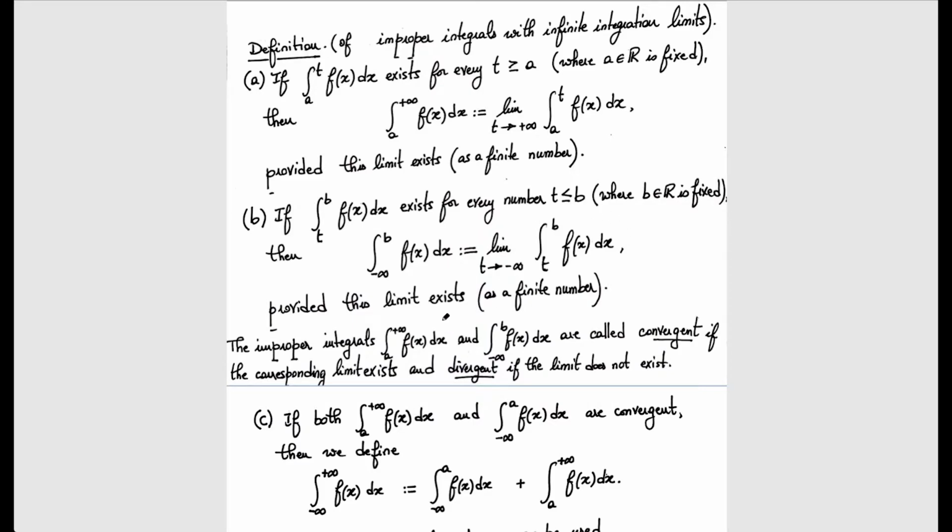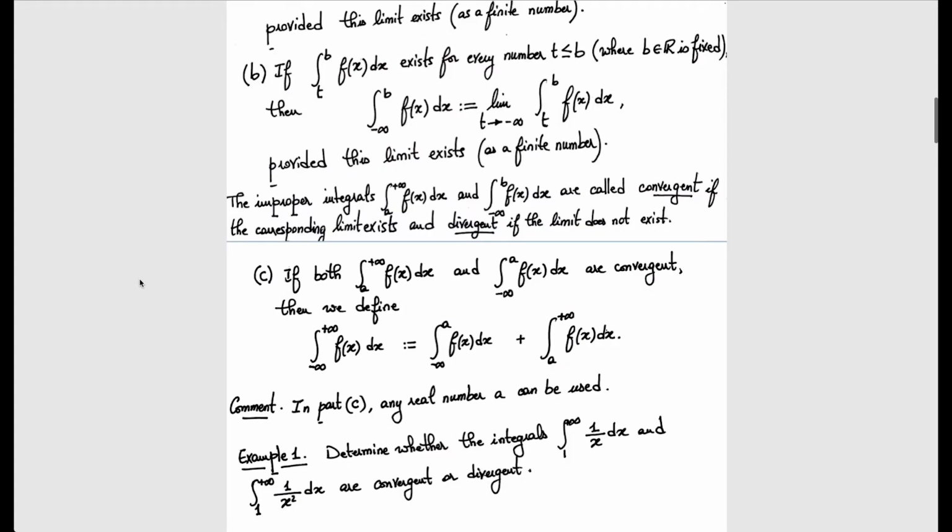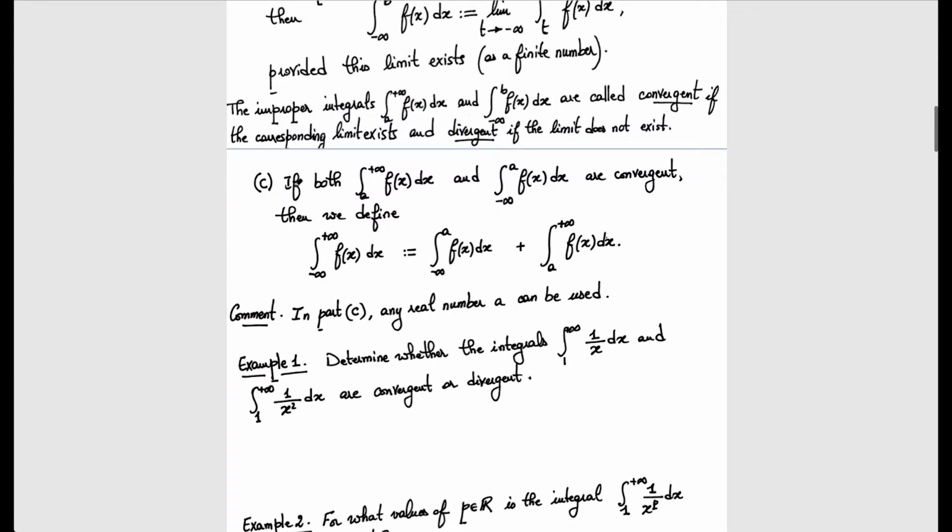Okay? So each of these two is called an improper integral, and we say that such an improper integral is convergent if the corresponding limit exists, right? So we say that this is convergent if this limit exists, and we say that this is convergent if this limit exists. Otherwise, such an improper integral is called divergent, which means when the limit doesn't exist. Okay? All right, part C, so I'm reading this one.